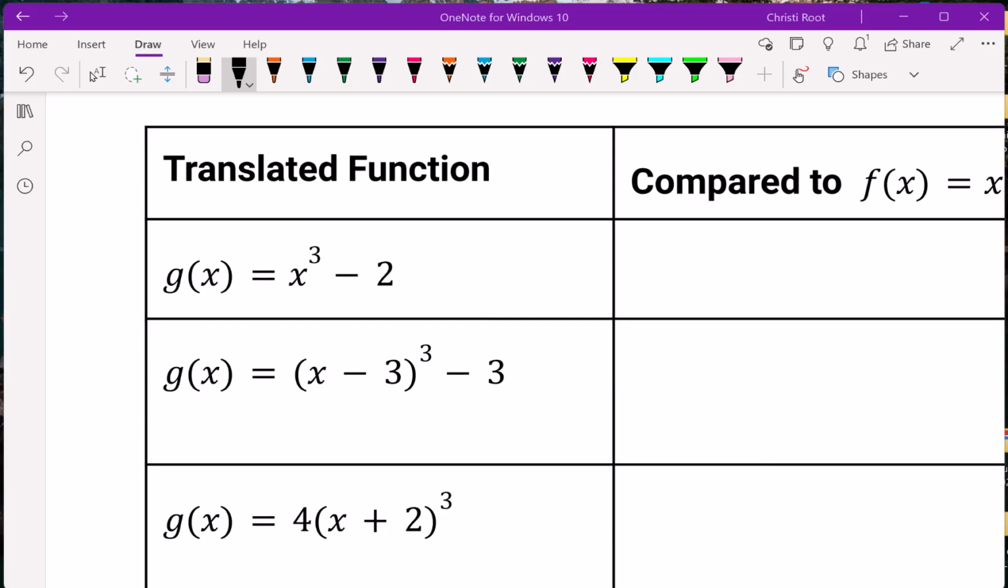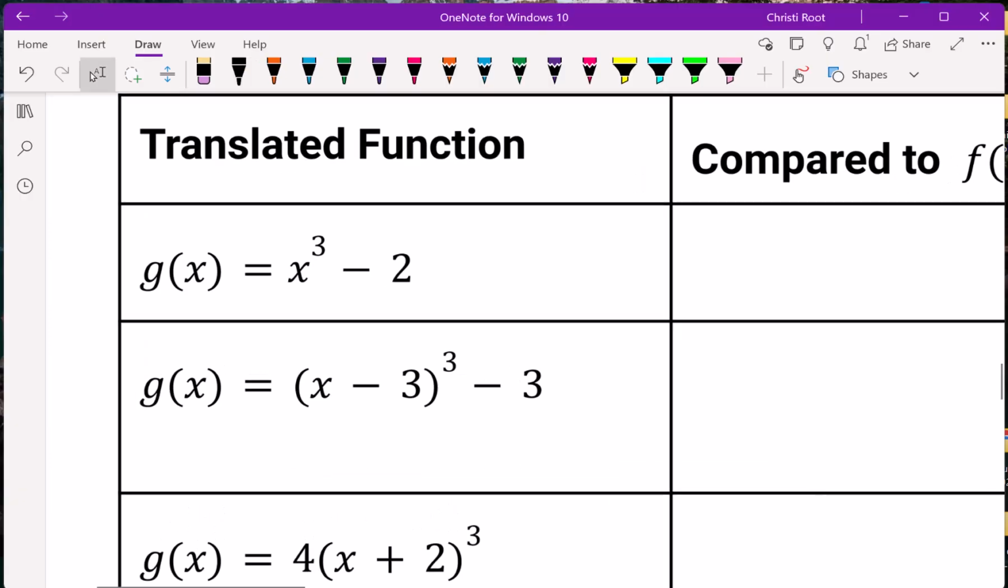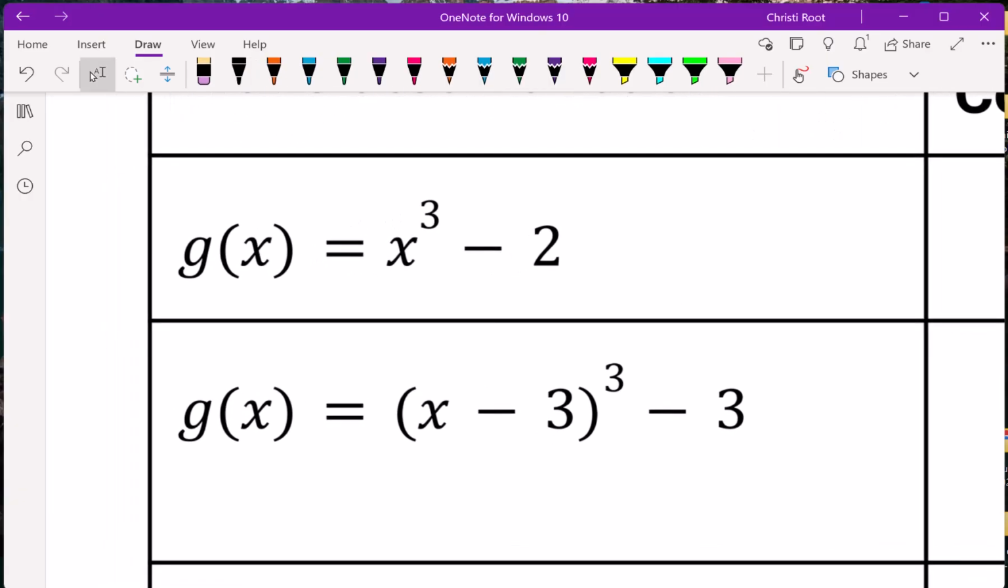All right, so here's what we're going to do on the back. We are going to use our highlighters, and we're going to highlight exactly the same thing that I did on the front. This whole first column, you're going to highlight anything that's different from your parent function.